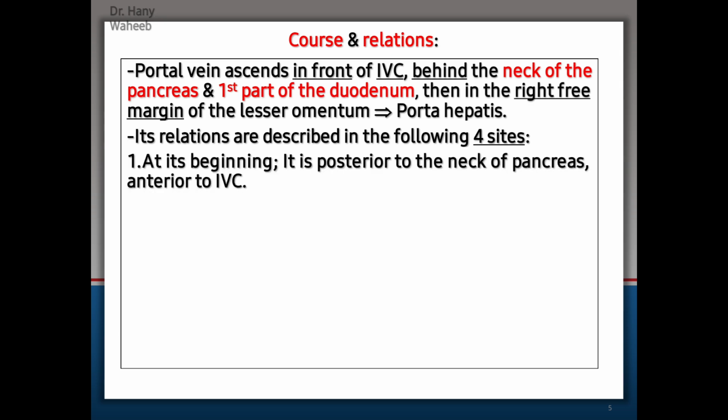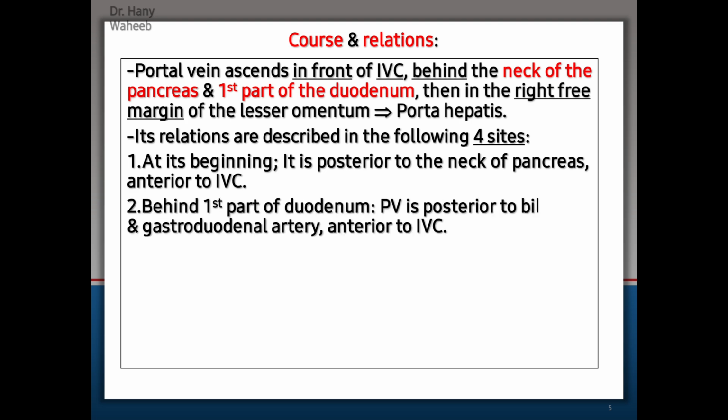At its beginning, it is posterior to the neck of the pancreas and anterior to the inferior vena cava. Always remember that the inferior vena cava is always posterior to the portal vein. So at its beginning, at its origin, it lies posterior to the neck of the pancreas, anterior to the inferior vena cava.